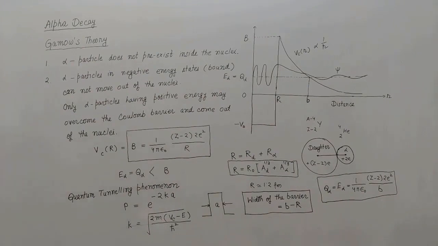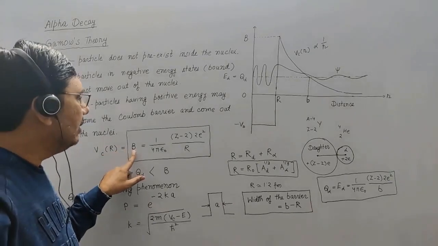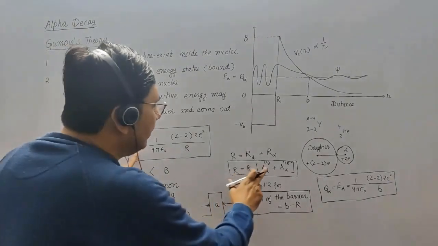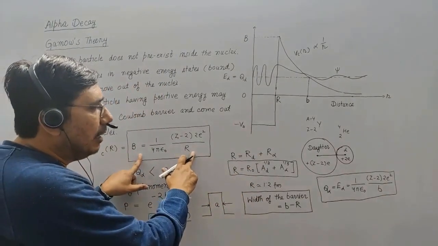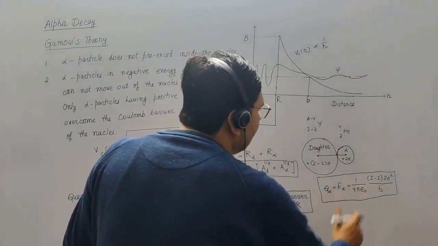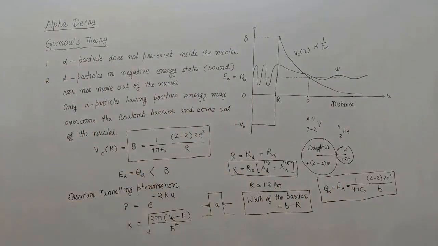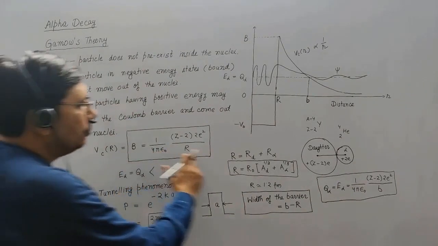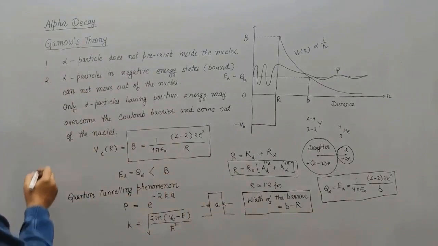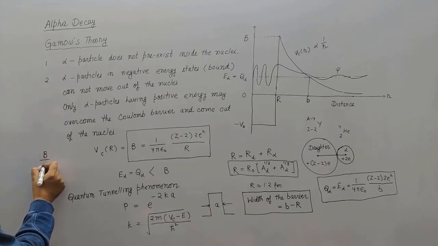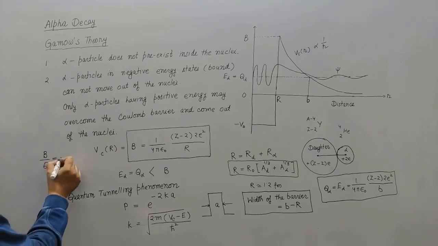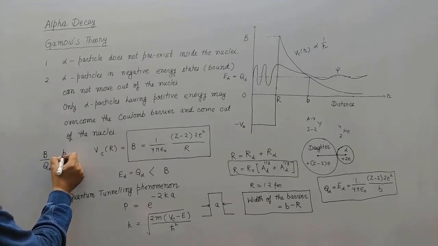In the exam, sometimes they can ask you to calculate this capital B. They will provide you the value of A, so you can calculate this capital R. They will provide you Q alpha, so you can calculate this B. They will provide you these values. And if we divide these two equations, what we find is that B divided by Q alpha will be equal to B upon R.